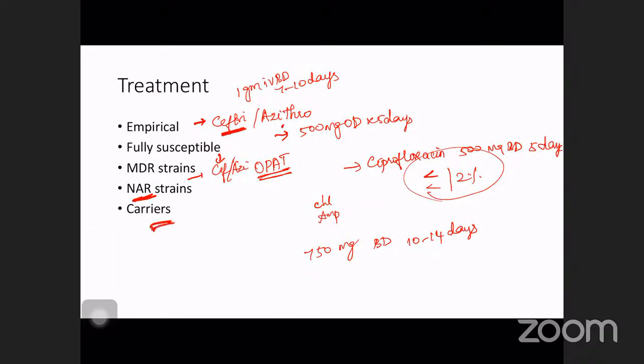Coming to the carriers, treatment of carriers is very, very important to control the spread of the infection, and therefore the carrier has to be treated. The treatment of choice will be ciprofloxacin or ampicillin. This is about the treatment part. We have to remember 3-4 drugs: ceftriaxone, azithromycin, and also the very important drug ciprofloxacin. Do not forget ciprofloxacin. That will be the drug of choice when the organism is fully susceptible.